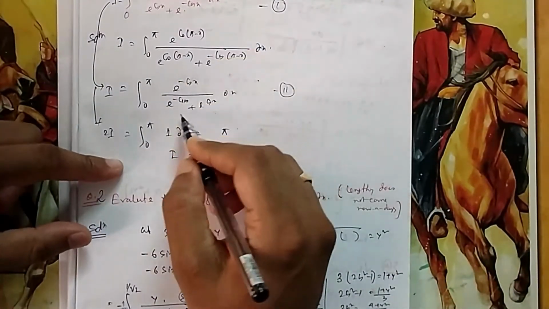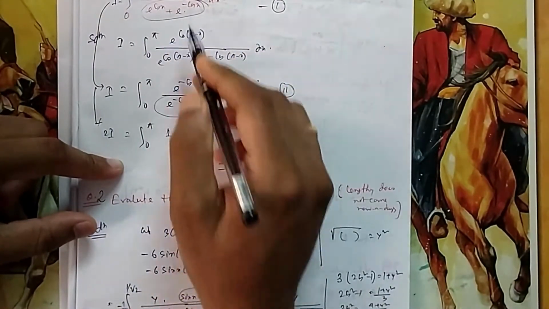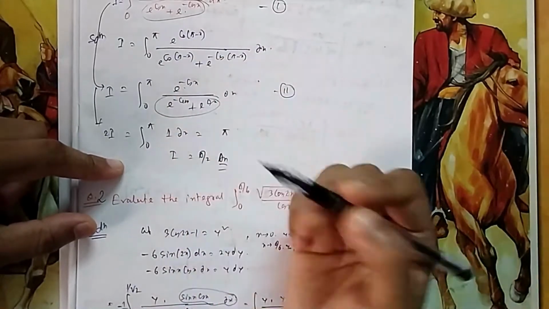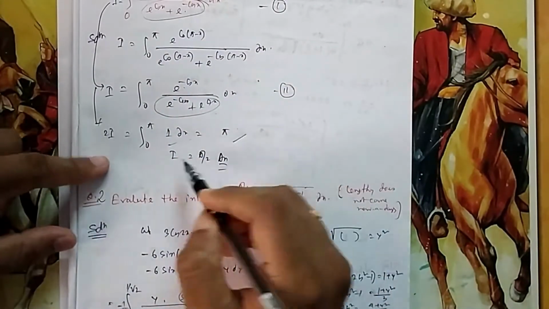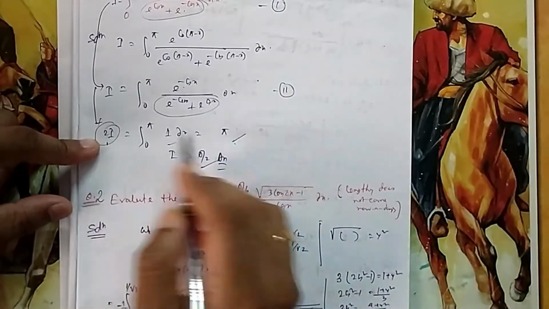If you apply it, the numerator and denominator will be the same, because the numerator is this, the denominator is the same denominator, and this plus this will also give you the same. So it will be 1. The answer is pi, but I will be equal to pi by 2. You have to be careful. It is 2I. Always this 2 you have to send here.